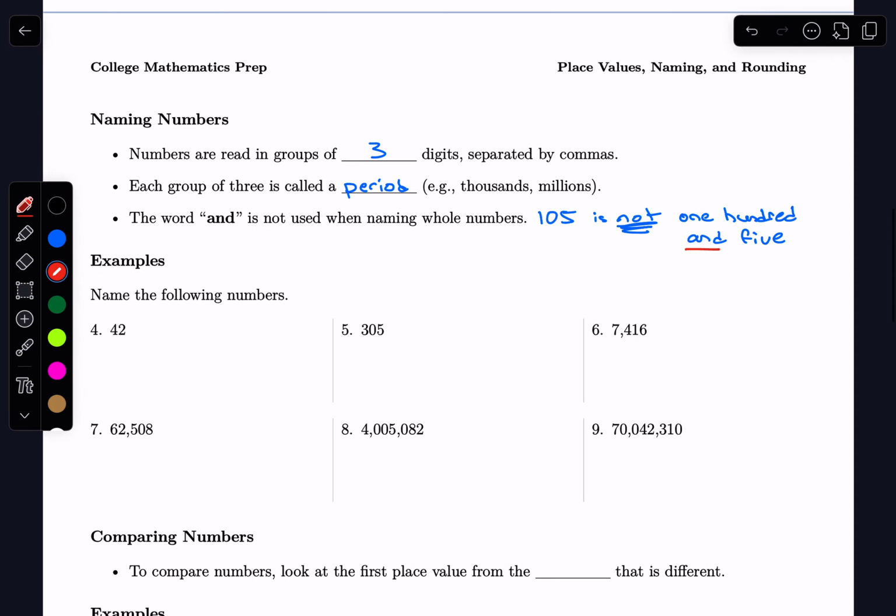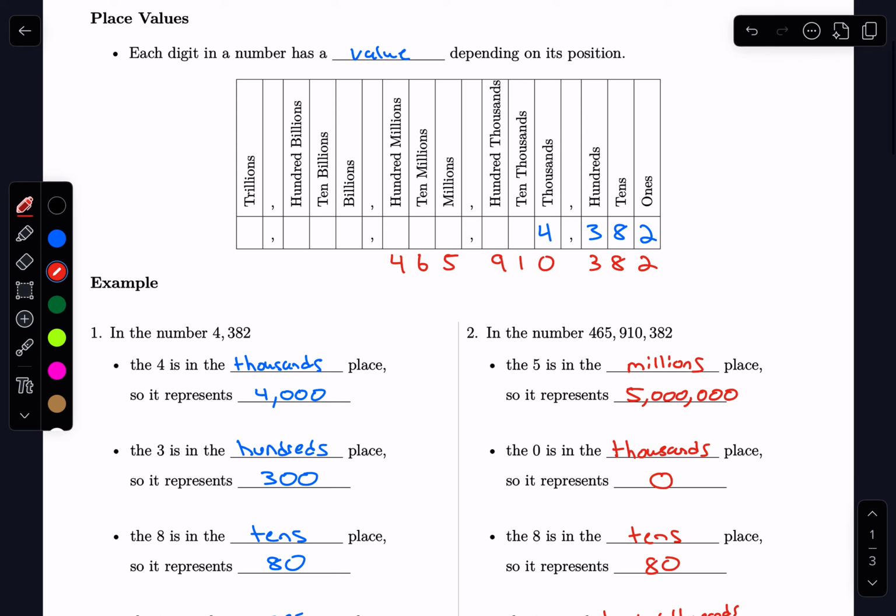So the trick to naming big numbers, I'm going to go back to the previous page for a second, is wherever there is a comma, you say the name of the period that just ended. So in this number, 465, comma, 910, comma, 382, everywhere I see a comma, I'm going to say what that period is called. So the 5 is in the million spot. So when I get to that comma, I'm going to say million. Then when I get to the next comma, because it represents the thousands, I'm going to say thousand. Okay, so the trick to naming numbers is to say the period at the end of it.